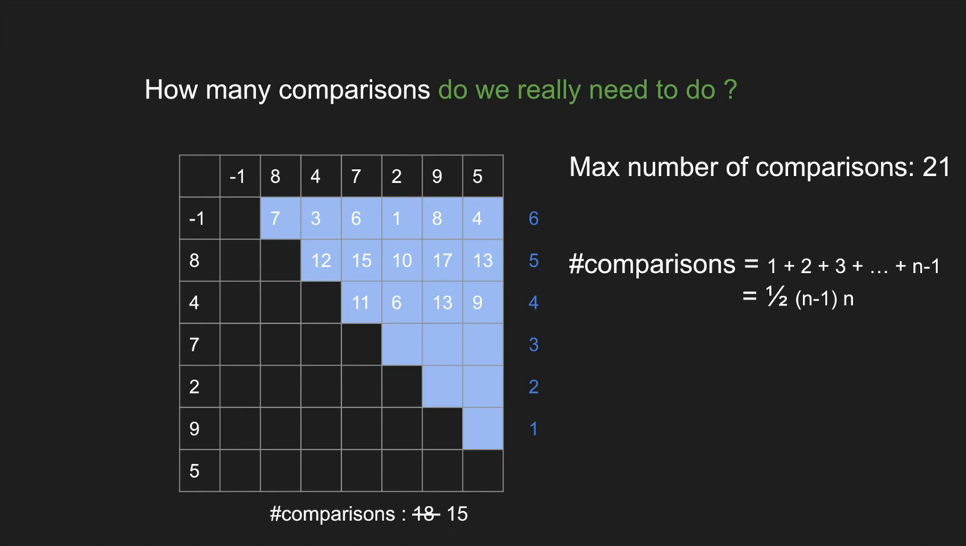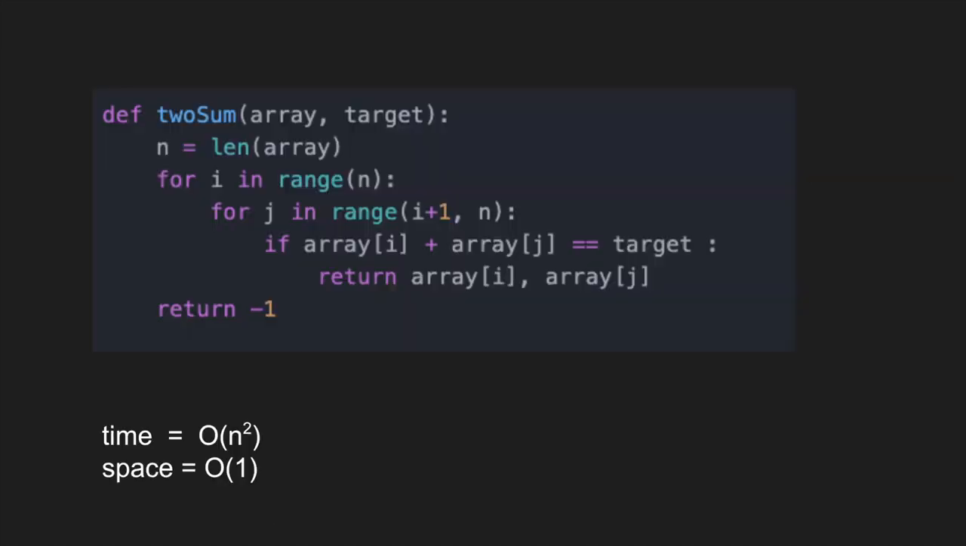And we actually have an expression for this sum, which is n times n minus 1 divided by 2, so we can expect the time complexity to be n squared.